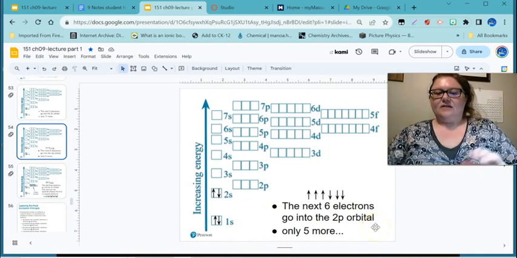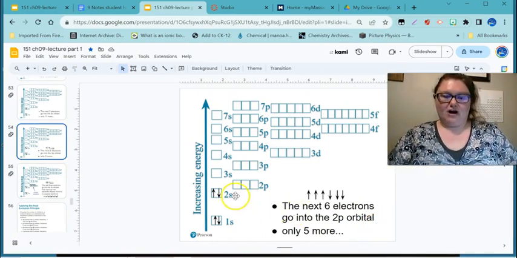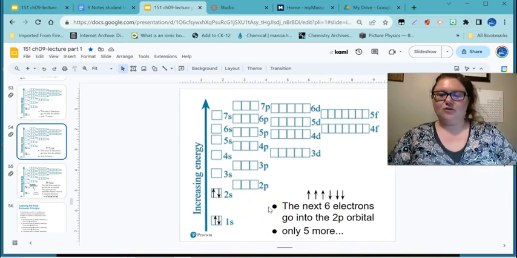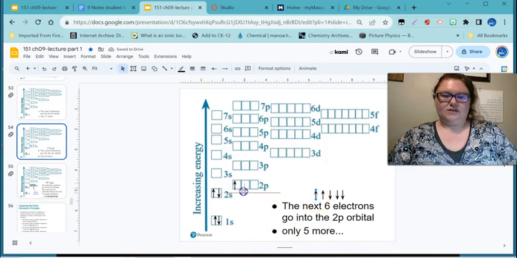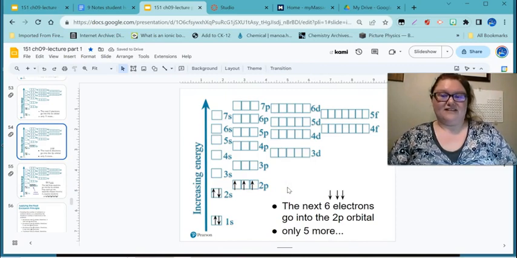We're in a p sublevel now. Notice the 3 boxes for the 3 orbitals. Watch how I put these in. 2p1, 2p2, 2p3. I'm not done yet, but I want to pause here.